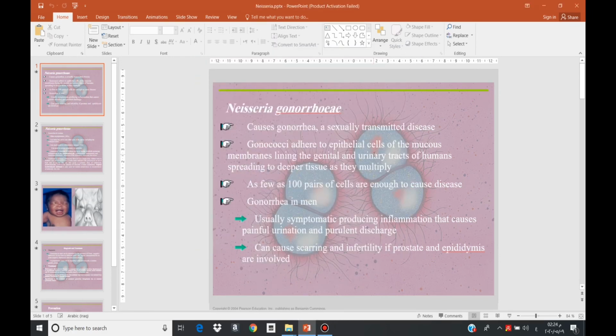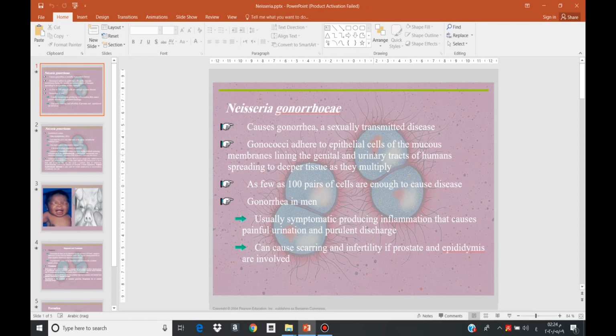طلاب احنا هسه مكملين وياكم بالجزء الثاني من المحاضرة اللي هي second species of the Neisseria which called Neisseria gonorrhoeae، اللي هي considered as a sexually transmitted disease. Gonococcal adhere to the epithelial cell of the mucous membrane in the genital and urinary tract of the human, and then spreading to the deeper tissue and then cause inflammatory process and inflammation in the genital tracts.